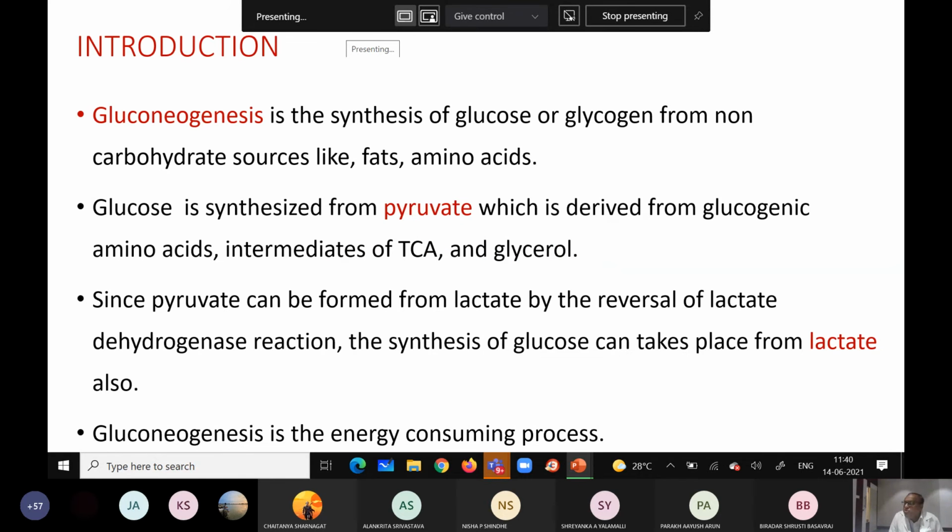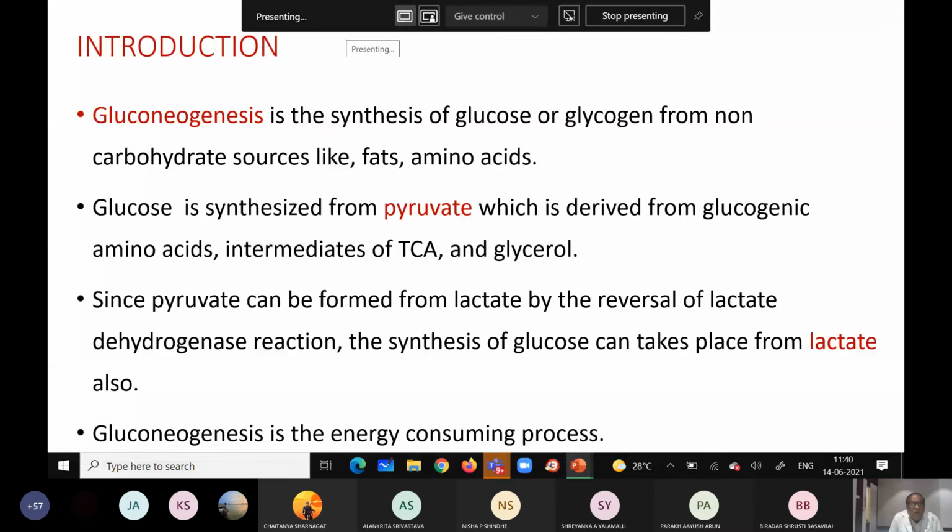So what is gluconeogenesis? As I said in the earlier two or three classes, it is the metabolic step wherein there is the formation of glucose from non-carbohydrate compounds or from glycogen, because glucose supplementation is very much mandatory. It is synthesized from pyruvate, which is derived from glucogenic amino acids, intermediates of the TCA cycle and glycerol.